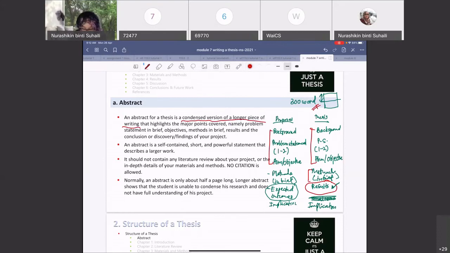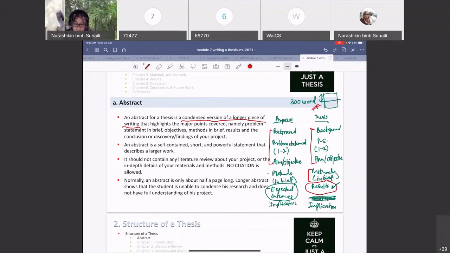Okay, self-contained short, powerful statement that describes a larger work. It's a very important section because it's a first impression section. Whenever people read any documents, abstract is not just in proposal, it's not just in thesis, it's also written in article or in any other documents. It's a section that describes everything. So it's the first section to be read before people go through your results, before people go through your literature review. They just read your abstract. So it's a very important section.